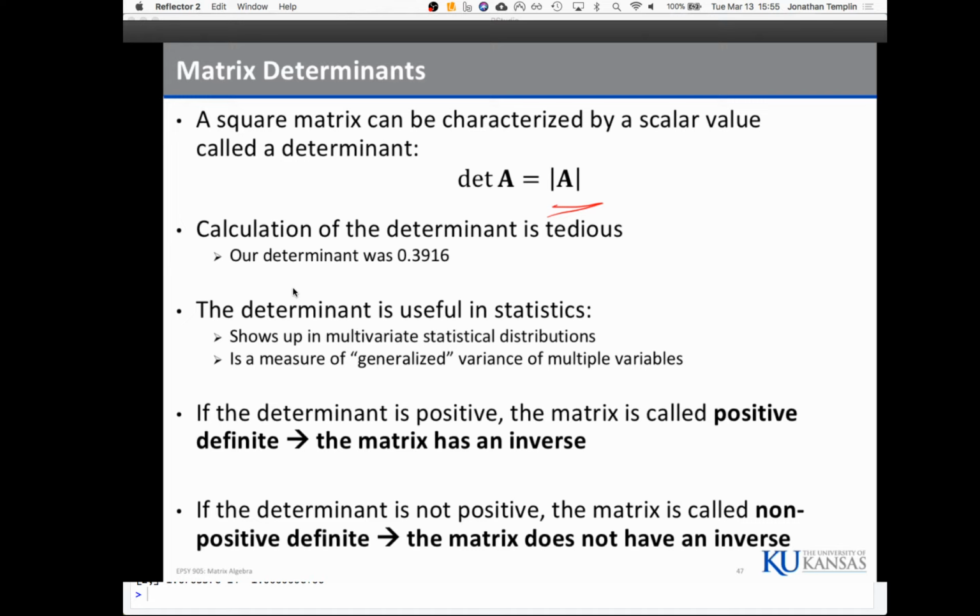Now again, for a square matrix, the determinant helps us indicate whether or not we can form an inverse. If the determinant is positive, the matrix has an inverse. If the determinant is negative, the matrix does not have an inverse. There's some type of linear dependency. And at 0, it's sort of an interesting case. But technically speaking, our determinant for our correlation matrix is 0.3916. If you have a larger matrix than 2 by 2, it's really tedious calculation also. So the determinant shows up.